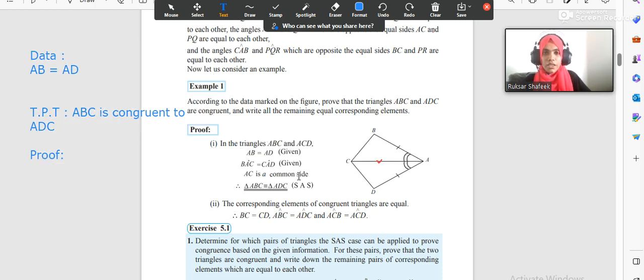This section here can be written in the proof part here. So AB is equal to AD, and then the next thing that we can look into is angle BAC is equal to angle CAD, which is also given. Now when they said included angle, what exactly did they mean?